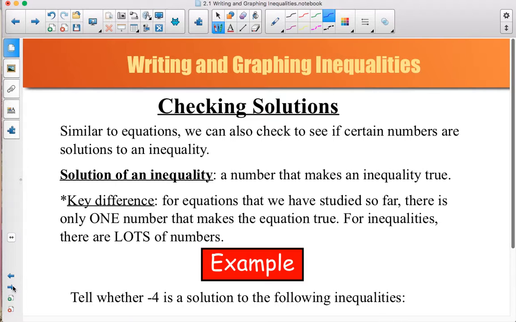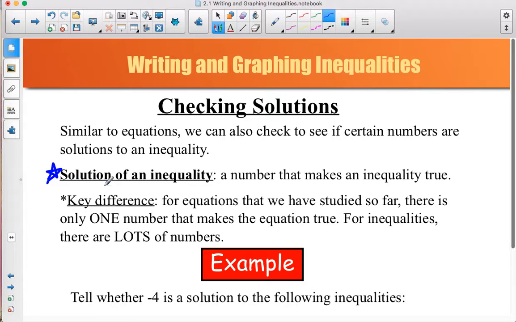Last part that we're going to talk about is checking solutions, whether a number makes an inequality true or false, just like we were talking about with equations. Similar to equations, we can check to see if certain numbers are solutions to an inequality. What does it mean to be a solution? It means that you are a number that makes an inequality true. It reads correctly. It makes logical sense. That might be one of your vocab words. Look to see if solution of an inequality is one of your vocab words. You'll need to fill it in your note packet. A number that makes an inequality true.